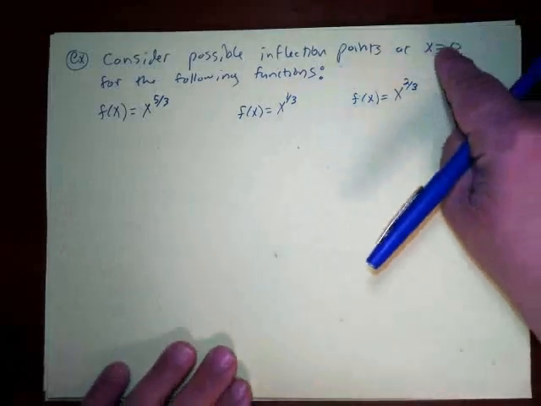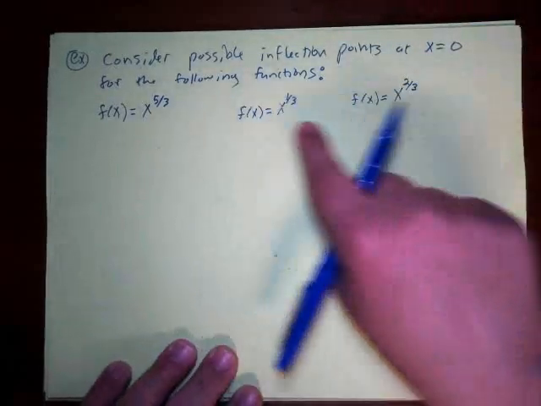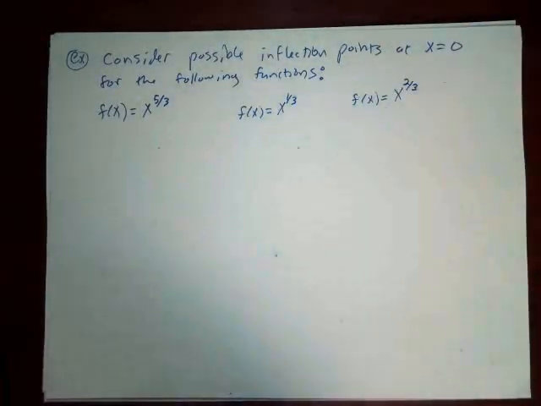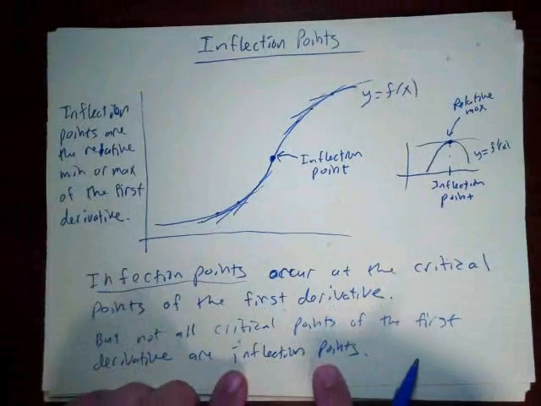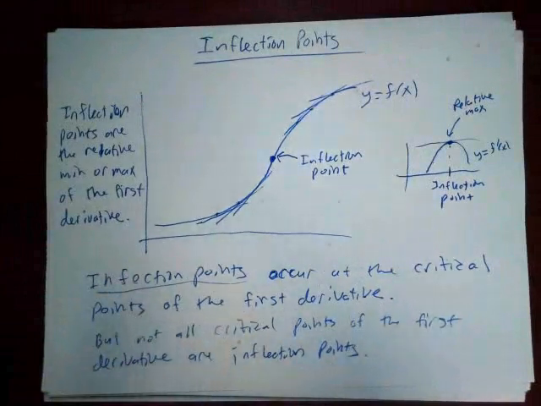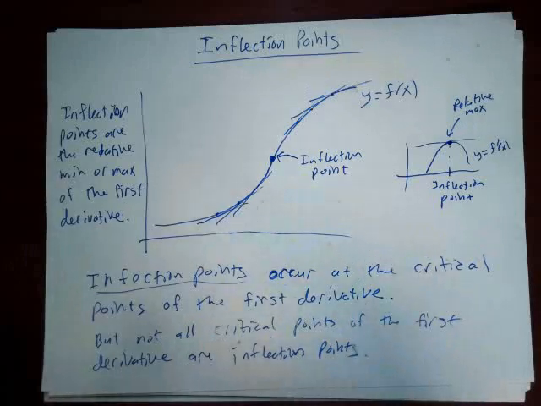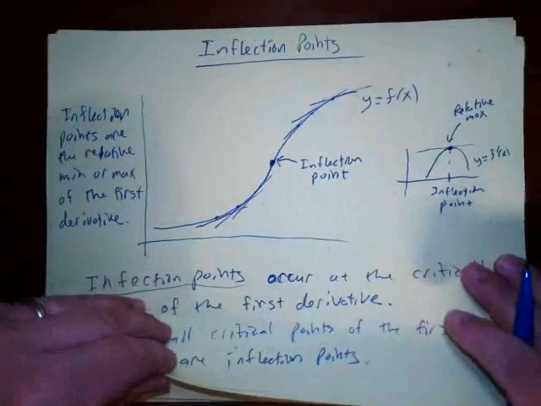Okay, so what I want to do is first start out here by considering the possible inflection points at x equals 0 for the following functions. And this is another good point. I didn't say this, but the critical points, remember, are not just where the derivative of a function is equal to 0, but also where the derivative of a function is undefined.